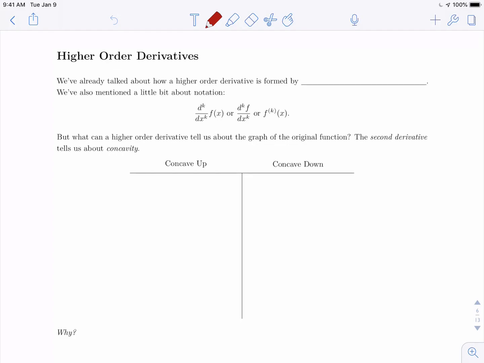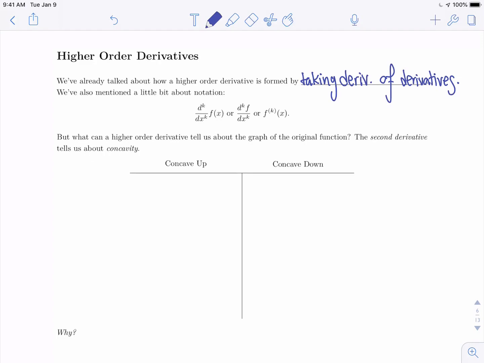So let's get started. Today we're going to be talking about higher order derivatives. And we've already seen this a little bit when we talked about velocity and acceleration. So we've decided that a higher order derivative is formed by taking derivatives of derivatives themselves. Basically, if I take a function and I can take its derivative, and then I can take that function and take its derivative, essentially what you're doing is measuring how change changes.